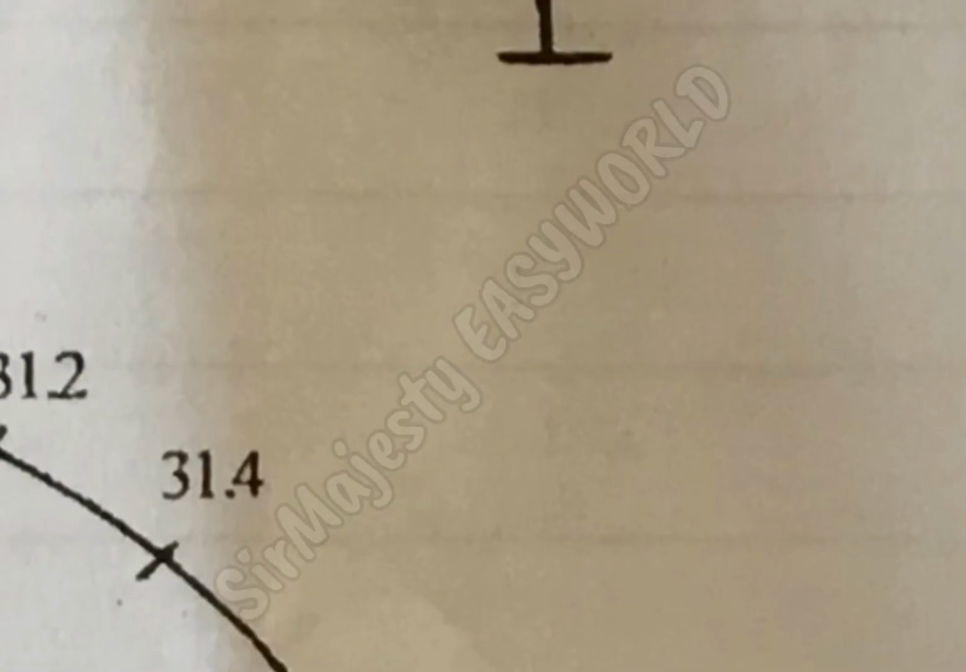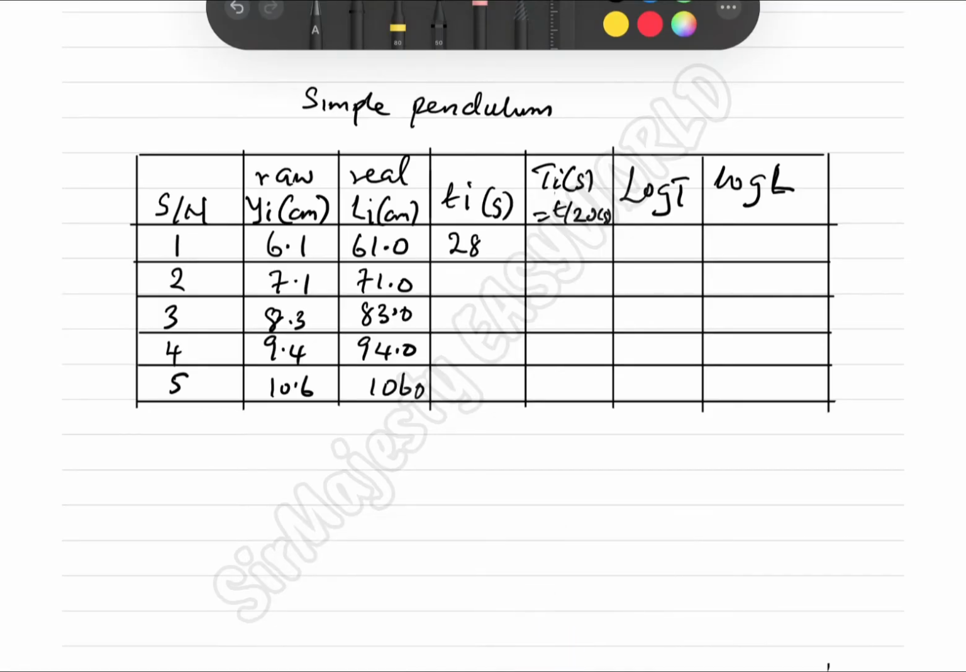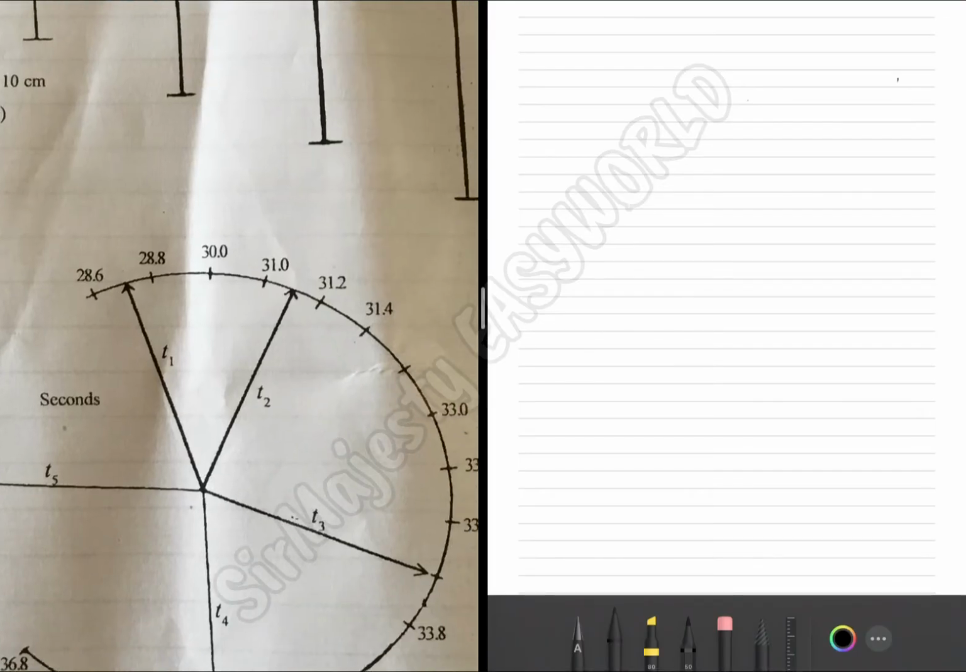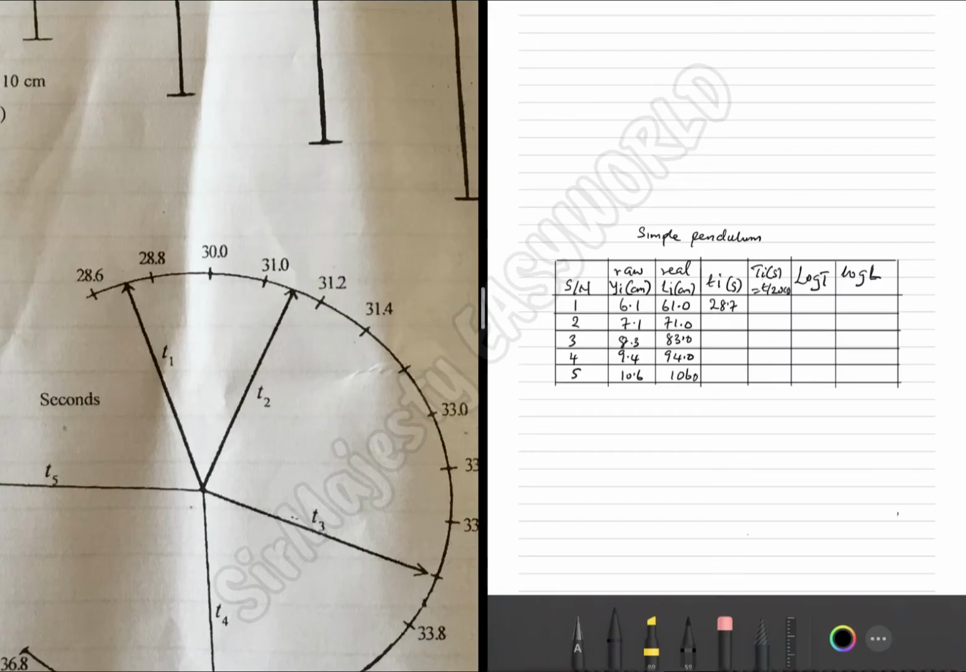So we go back. So the time for each one, we have 28.7. It was given 28.7. The other one, I can divide the screen so that we'll compare them. Okay, the T2 we have 31.1 exactly. So we have 31.10.